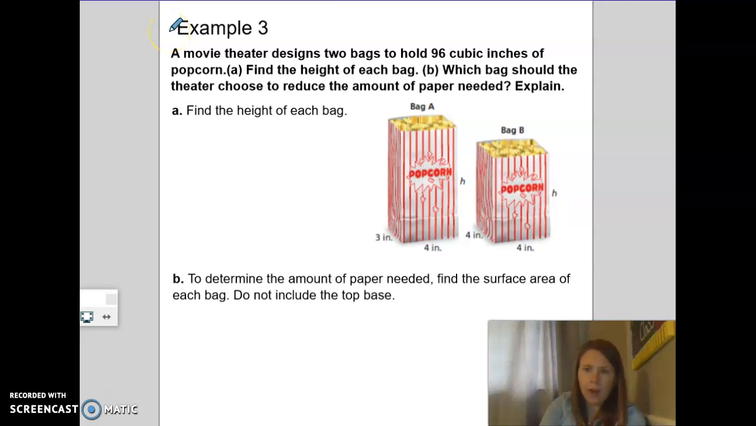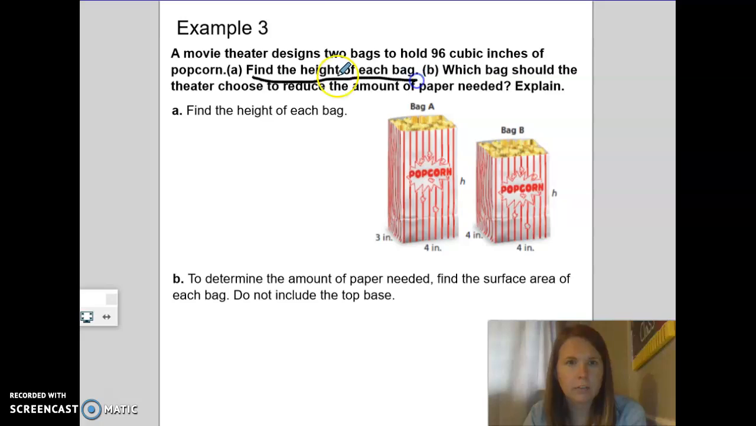So we left off after the on your own part, so we're moving on to the next example. This is example number 3. Example 3 says a movie theater designs 2 bags to hold 36 cubic inches of popcorn. We have 2 different questions. A, find the height of each bag. My apologies there. And then, which bag should the theater choose to reduce the amount of paper?